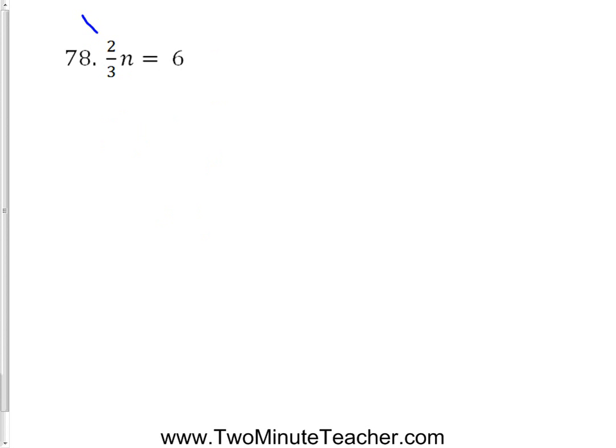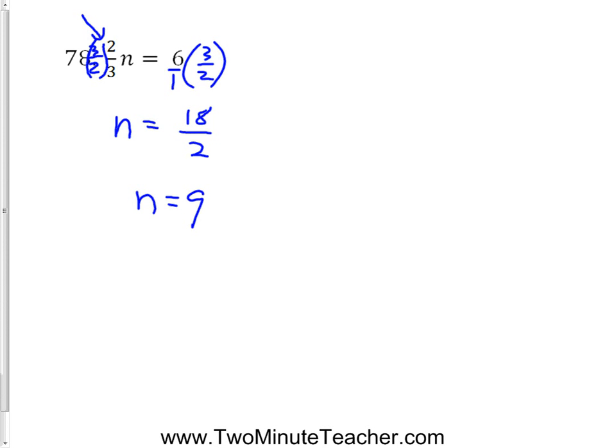If you want to just get a 2/3 off of there, or some other fraction off of your variable, you can multiply by its reciprocal. So 3 over 2. And if I multiply by 3 over 2 here, then these guys will cancel. I get n is equal to, I'm going to make this a 6 over 1. 6 times 3 is 18. 1 times 2 is 2. N is equal to 9. Okay, so either way the answer is 9, but you can do this in two different ways.